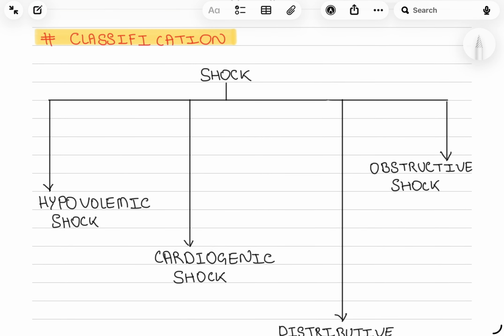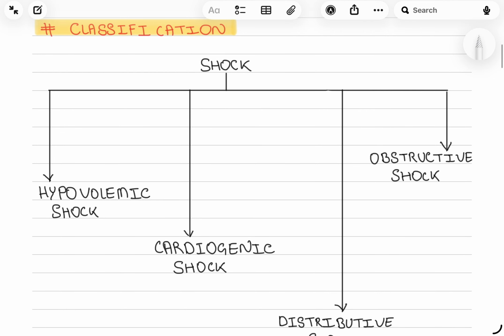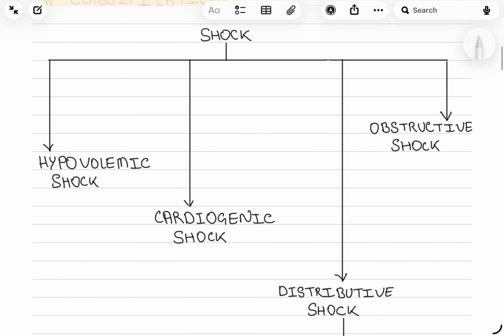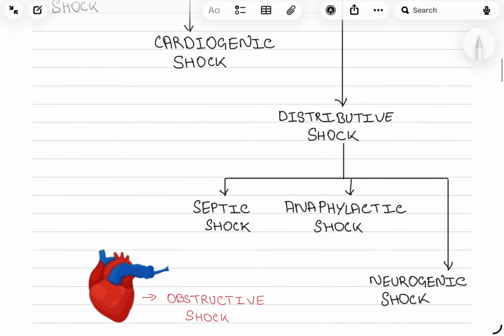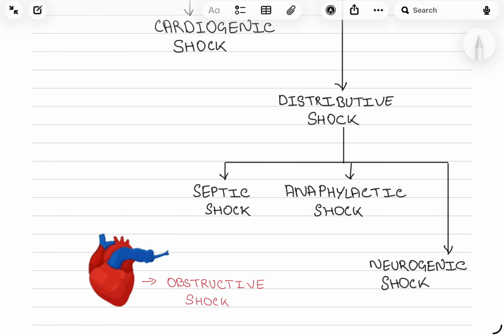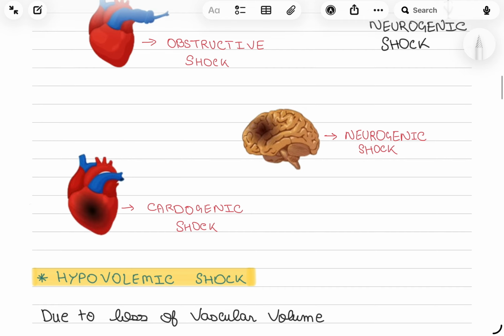Classification of shock. Shock can be classified into four types: hypovolemic shock, cardiogenic shock, distributive shock, and obstructive shock. Distributive shock is again subdivided into three types: septic shock, anaphylactic shock, and neurogenic shock.